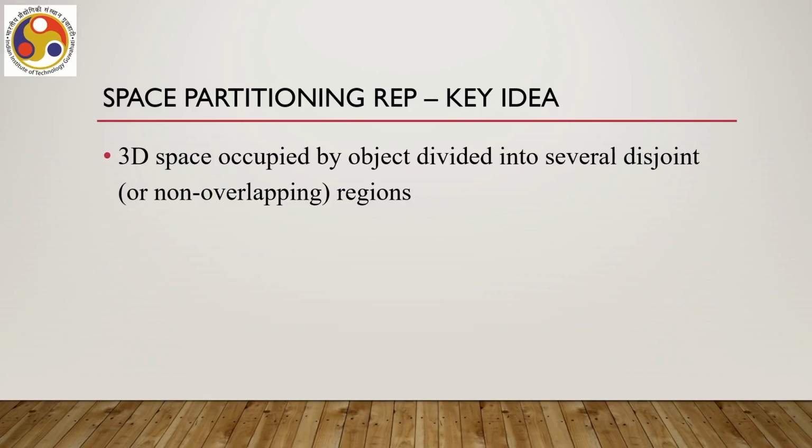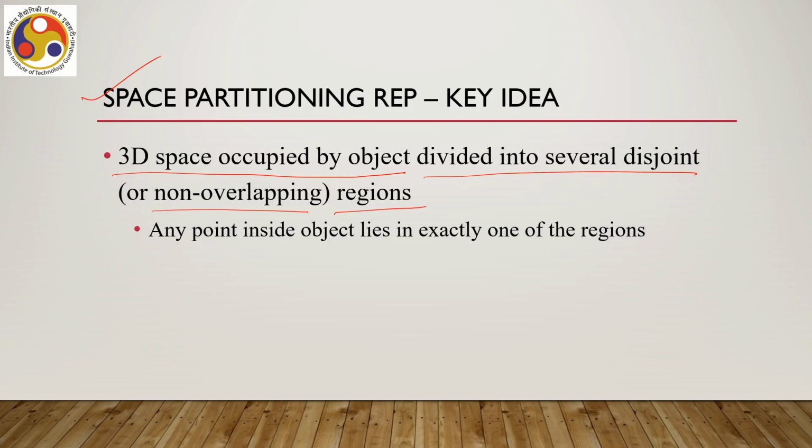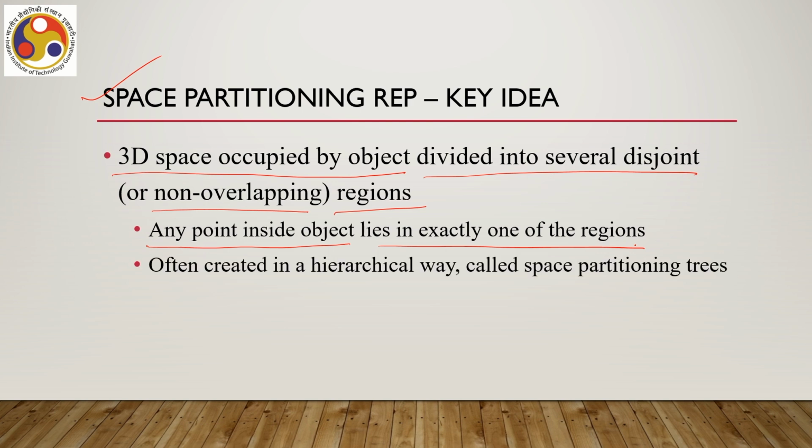Then there is the third broad category, that is space partitioning representation. The key idea here is that the 3D space occupied by the object is divided into several disjoint, or non-overlapping regions. Any point inside the object lies in exactly one of the regions, and this way we can represent the object by representing the region occupied by the object.